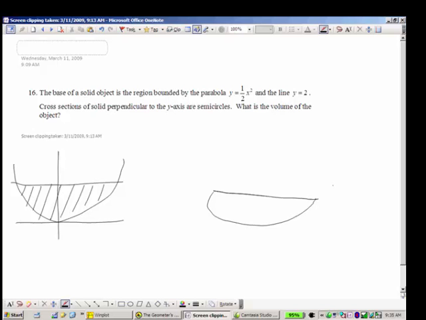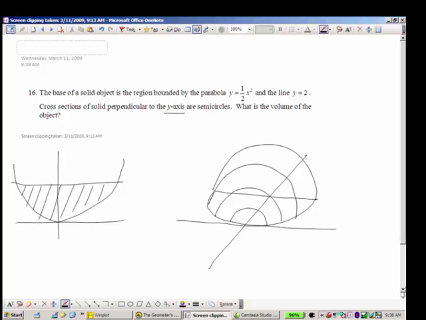And I tried to tilt it down. And this time, every cross-section perpendicular to the y-axis is a semicircle. So, let's see. This is my y-axis. So, every time I go perpendicular, I'm going to get a semicircle. Yeah, all right, half an igloo, because this side right here is flat, right?